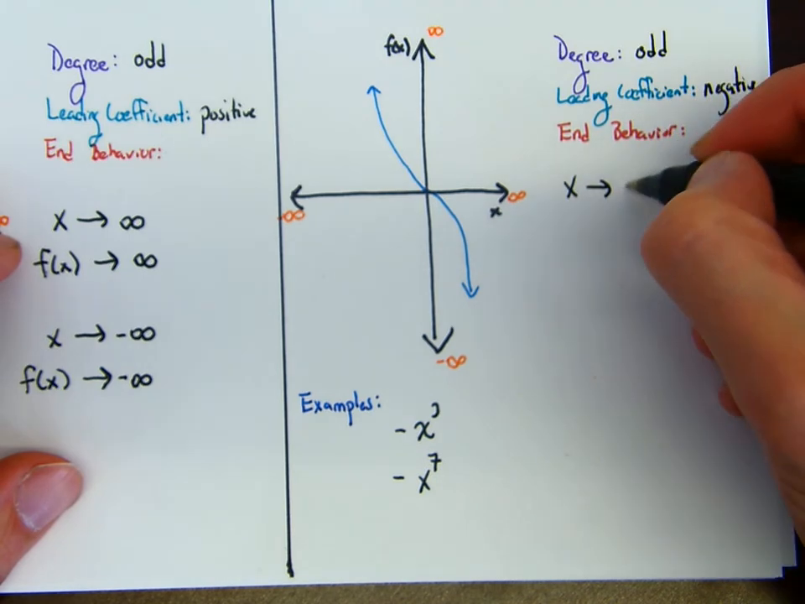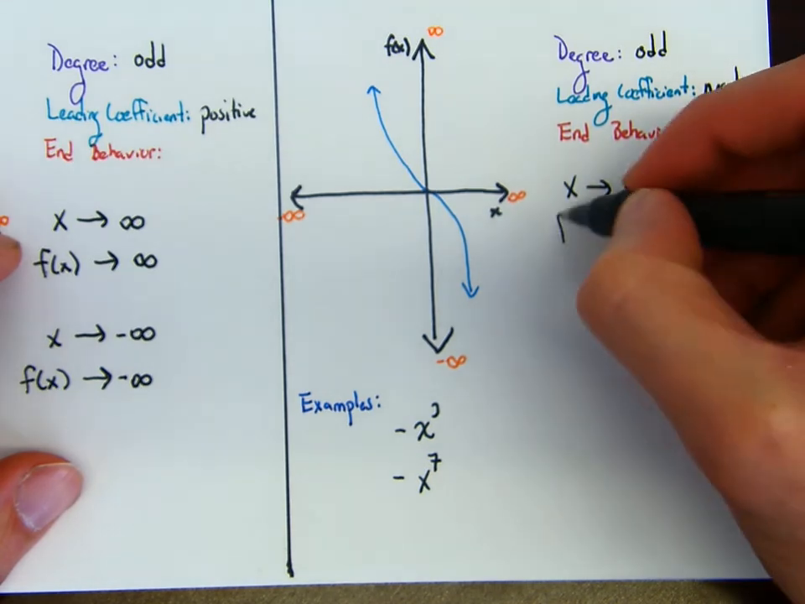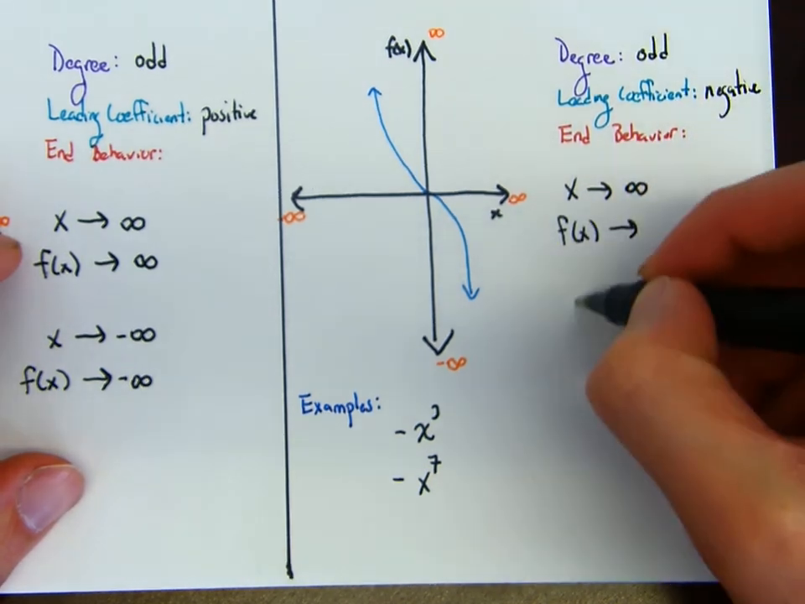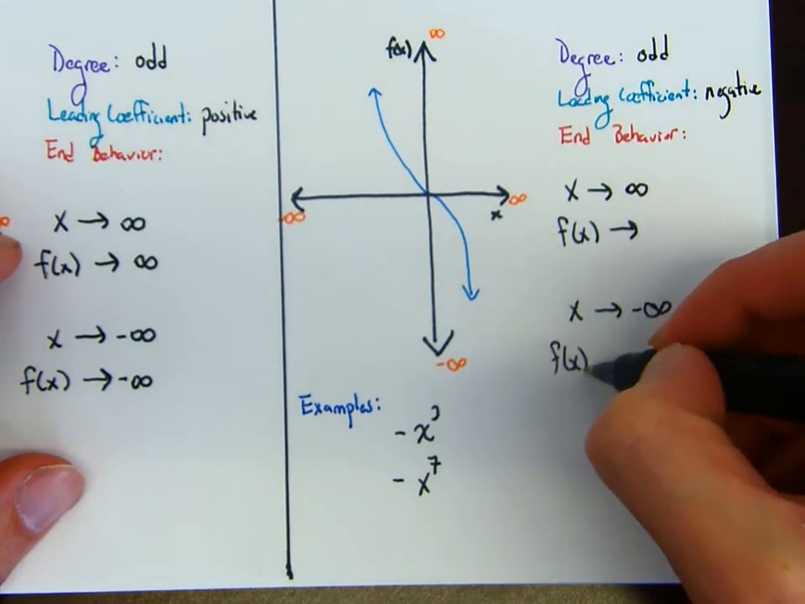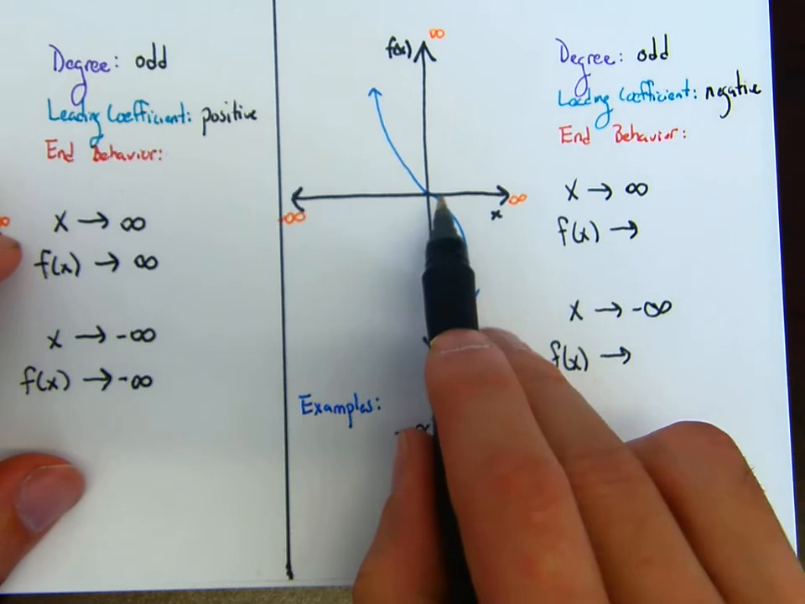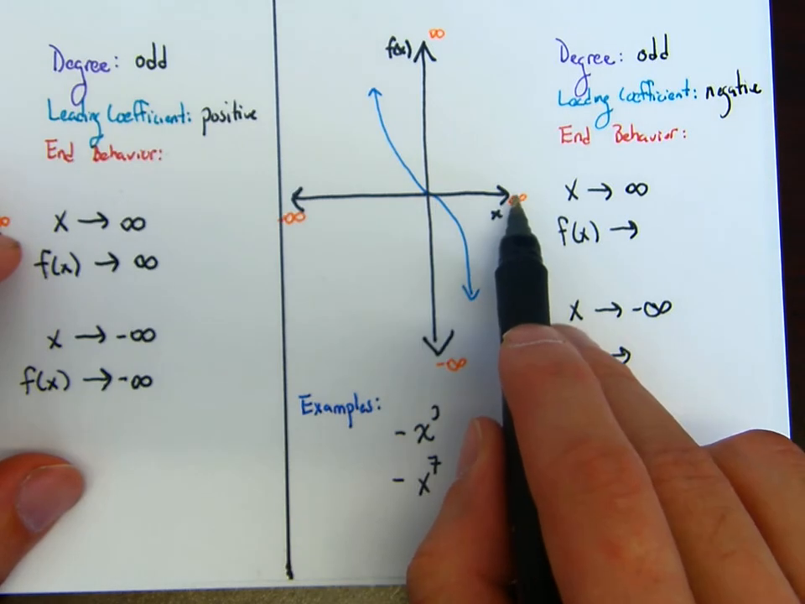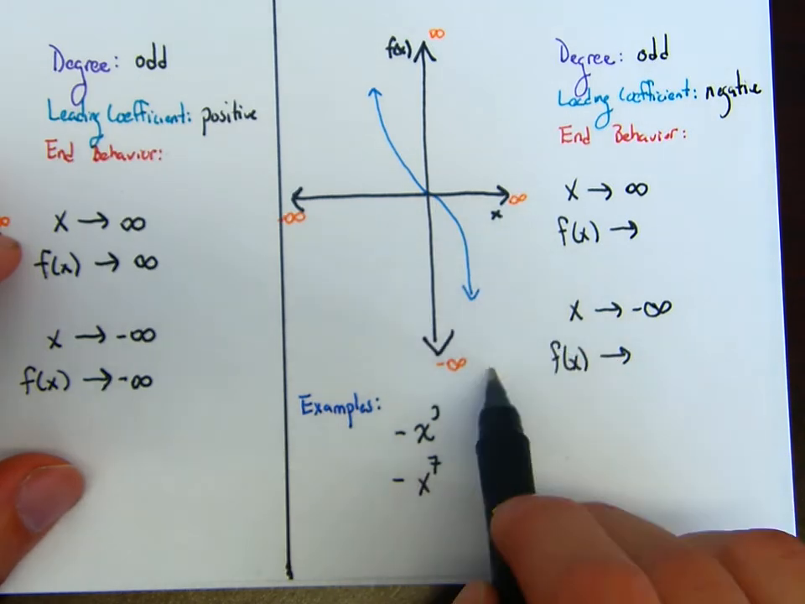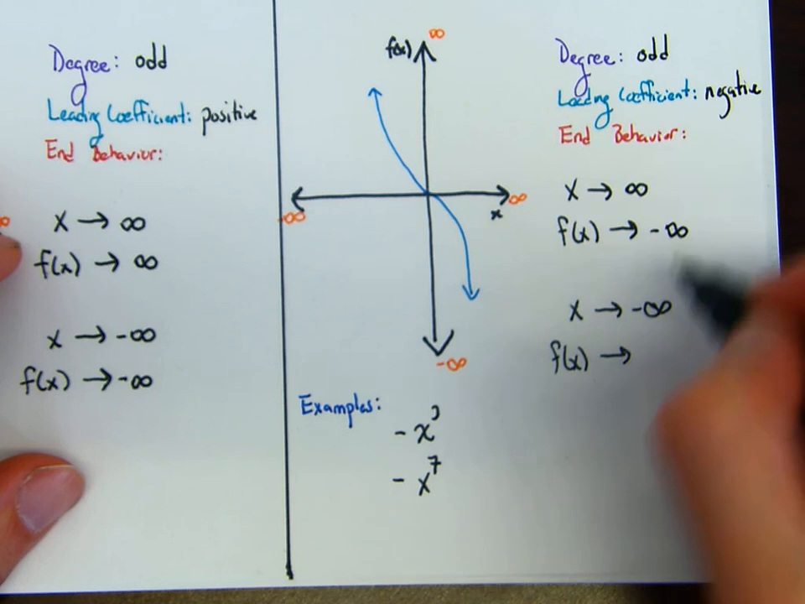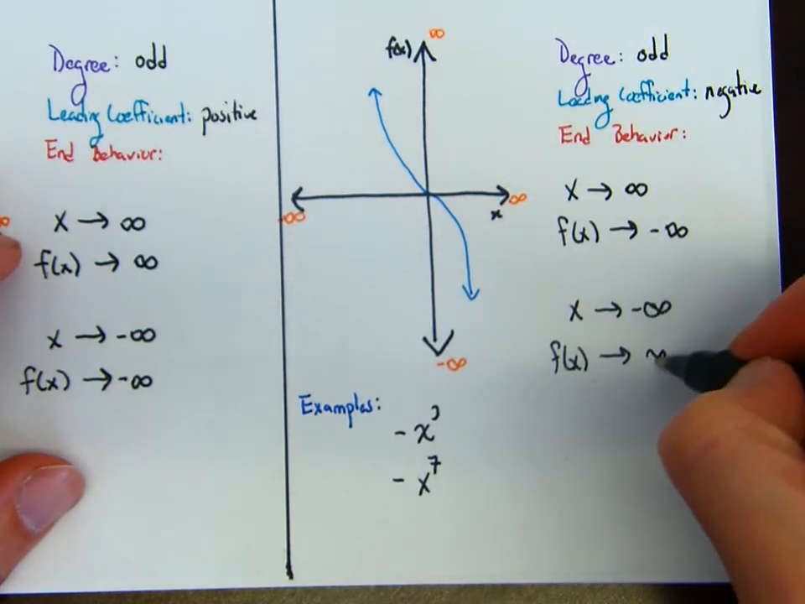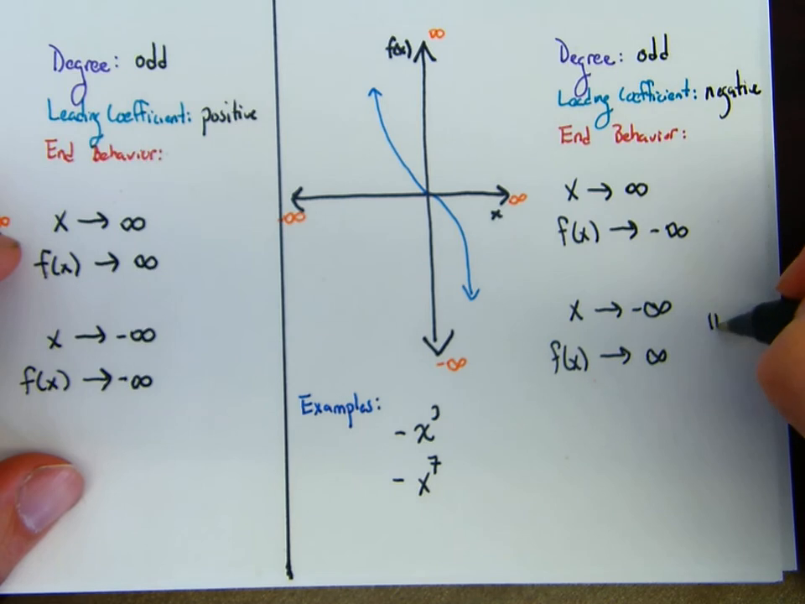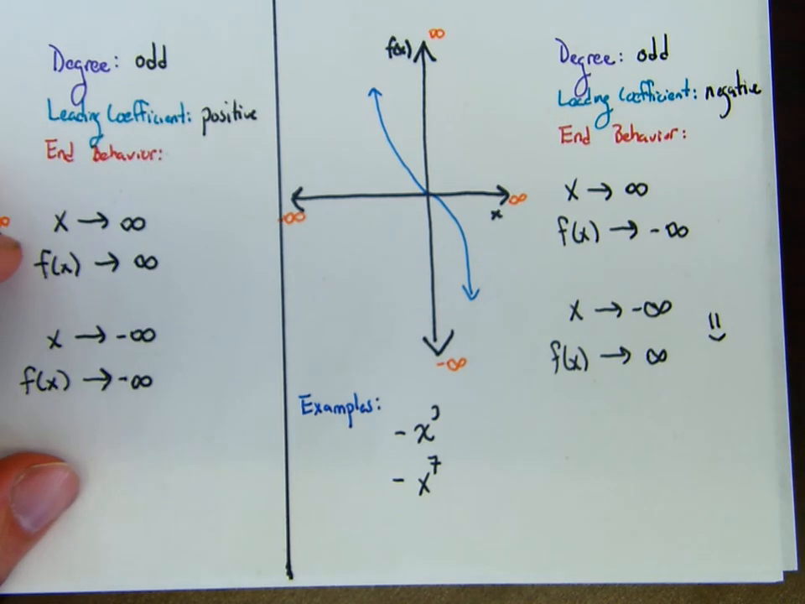What would be the end behavior? As x goes to positive infinity, f of x will go somewhere. As x goes to negative infinity, f of x will go somewhere. Okay. Here, x is going to positive infinity. What's happening to the graph? It's going down to negative infinity. As x is going to negative infinity, the graph is going up to positive infinity. And that's it. That's the lesson.